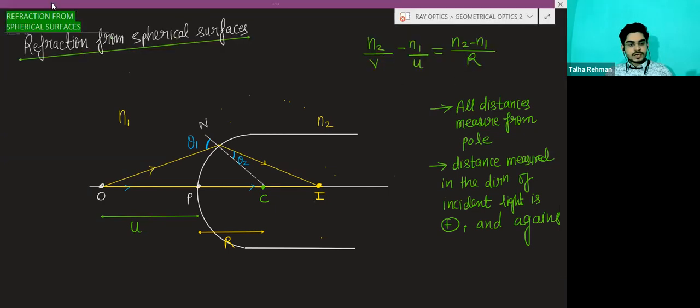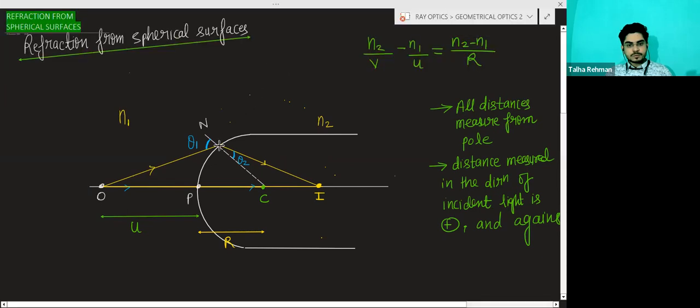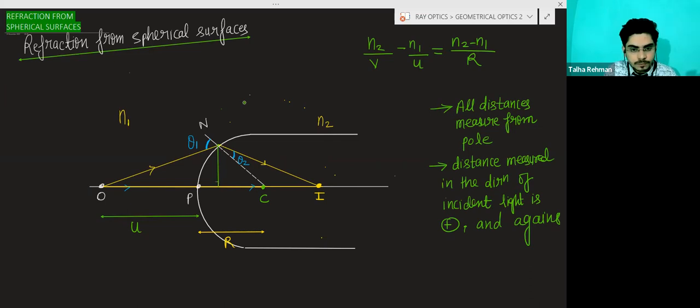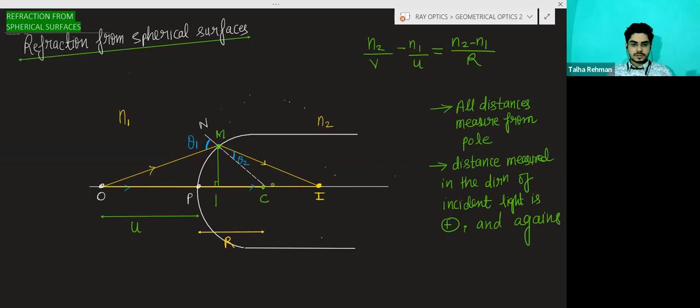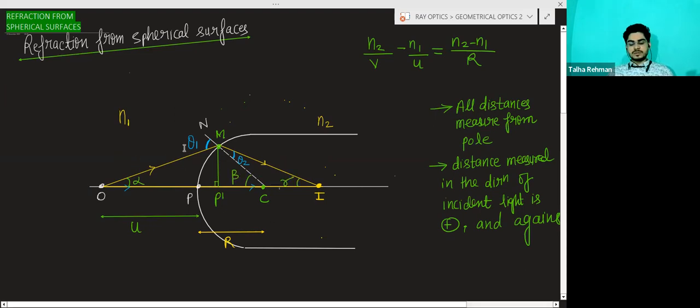So what I am doing is just drawing a normal from this point. This is the normal. This point is P dash, and this point is, suppose, M. This point is M and this point is P dash, where the normal meets. Now suppose this angle is alpha, this angle is beta, and this angle is gamma.